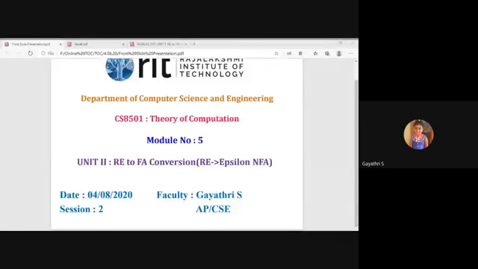So today in this session, I'm going to take regular expression to finite automata conversion, the part which is regular expression to epsilon NFA conversion, which is covered in your textbook. Before getting into the actual session, let us have some recall concepts.